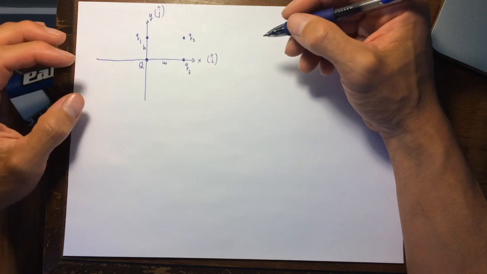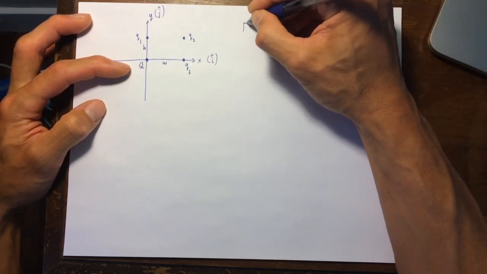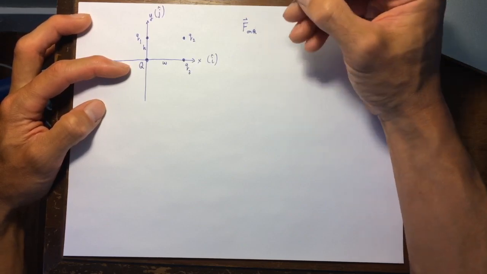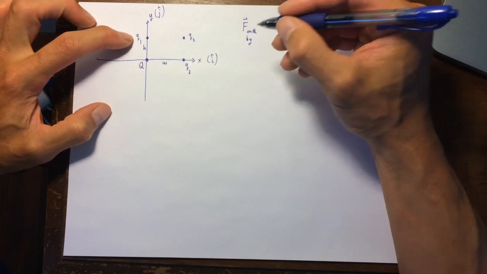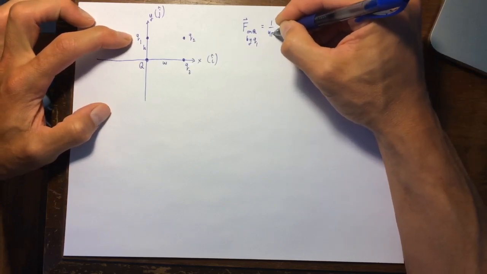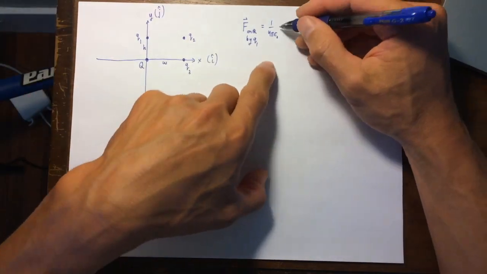So it's going to look like the force on Q by, for example, Q1, it's going to be 1 over 4 pi epsilon 0. So I'll just write this out.